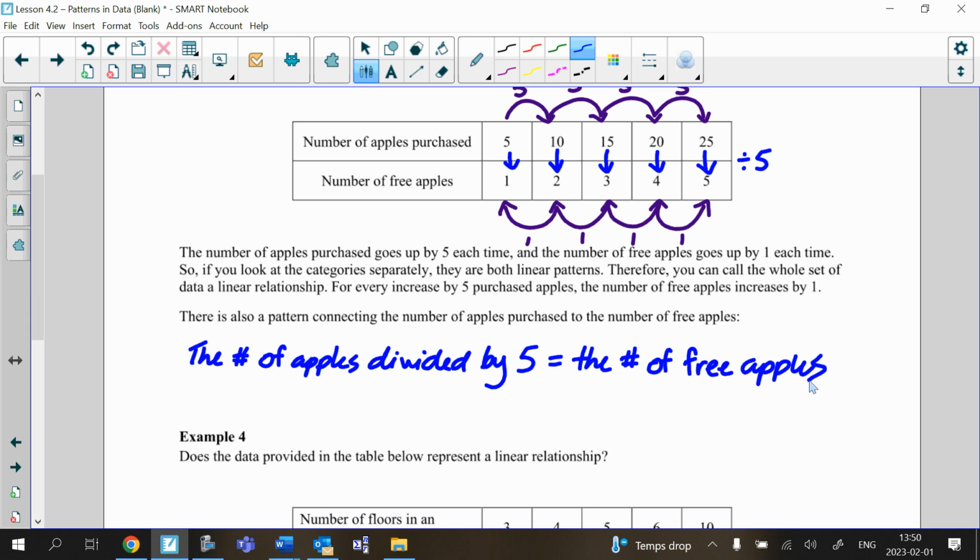Sometimes it may not be as clean as this when you see a table. For example, here's another relationship shown in a table. You've got the number of floors in an apartment building, and the number of apartments in that building. Well, what's happening here? We go up by 1, up by 1, up by 1, but then up by 4.